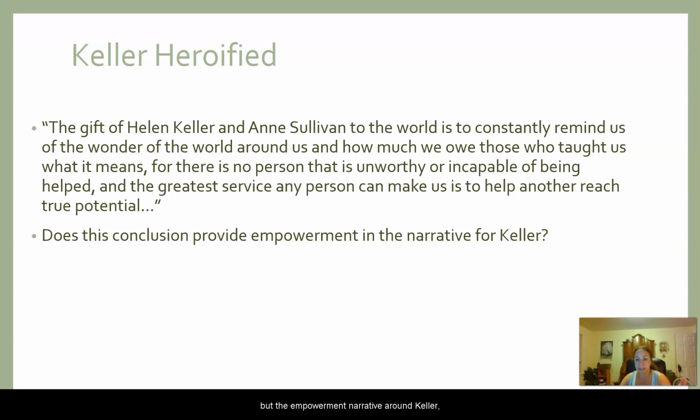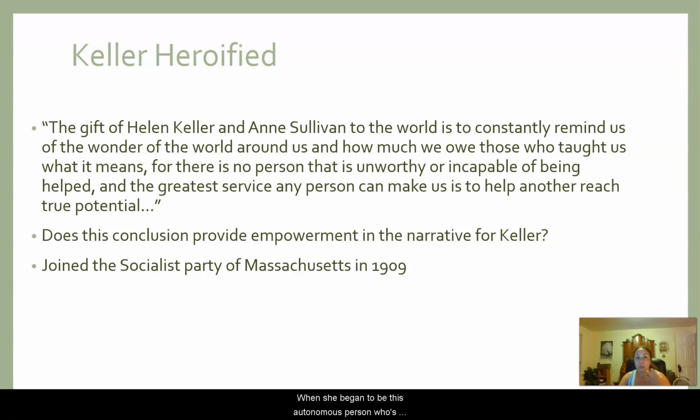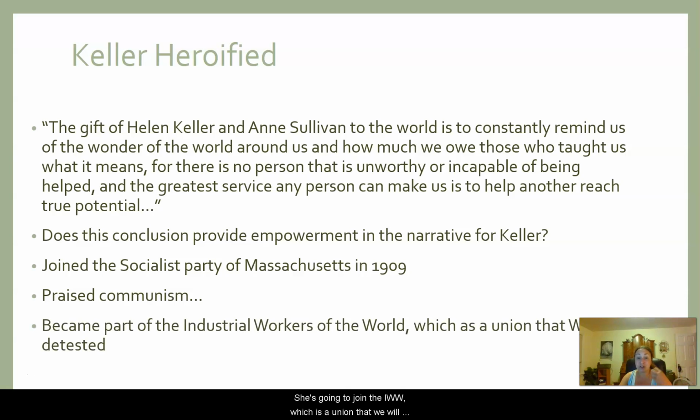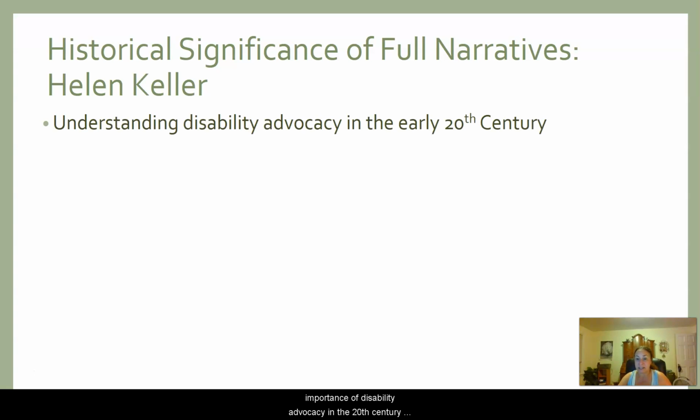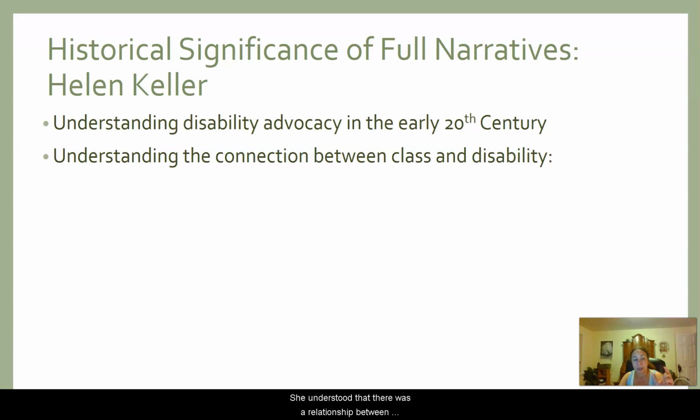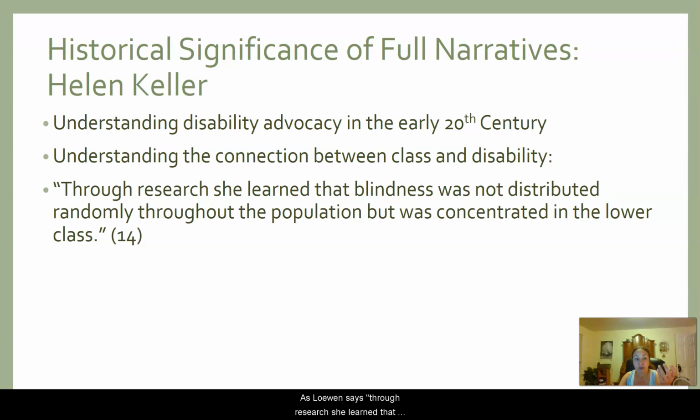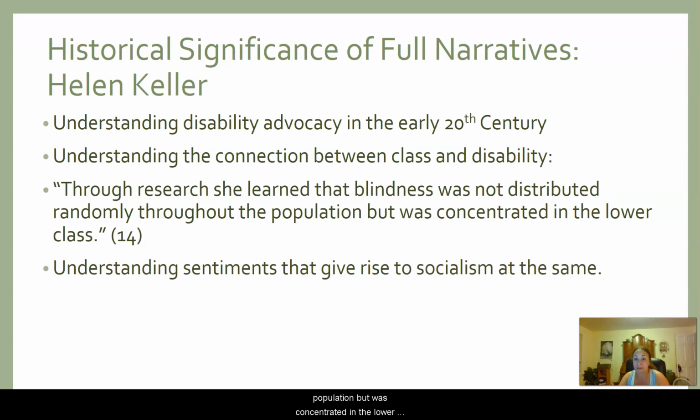But the empowerment narrative around Keller comes when she comes into her own, right? When she begins to be this autonomous person who's making choices and advocating based upon her experiences. She joins the Socialist Party of Massachusetts in 1909. She praises communism. She's going to join the IWW, which is a union that we'll talk about moving forward, and also the NAACP. And she does this because she understands the importance of disability advocacy in the 20th century. And if we don't learn her story, then we don't get the history of disability advocacy at the turn of the 20th, right? She understood that there was a relationship between class and disability. As Lowen says, through research, she learned that blindness was not distributed randomly throughout the population, but was concentrated in the lower class. And understanding this sentiment gave rise to her interest in socialism.